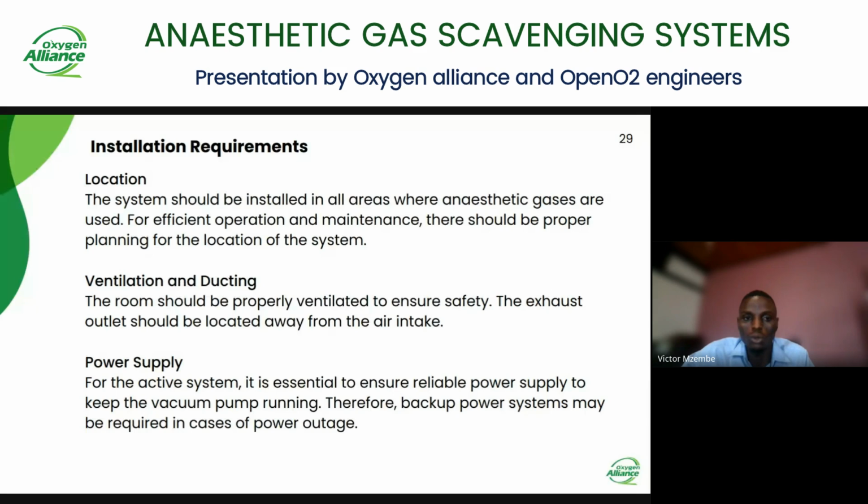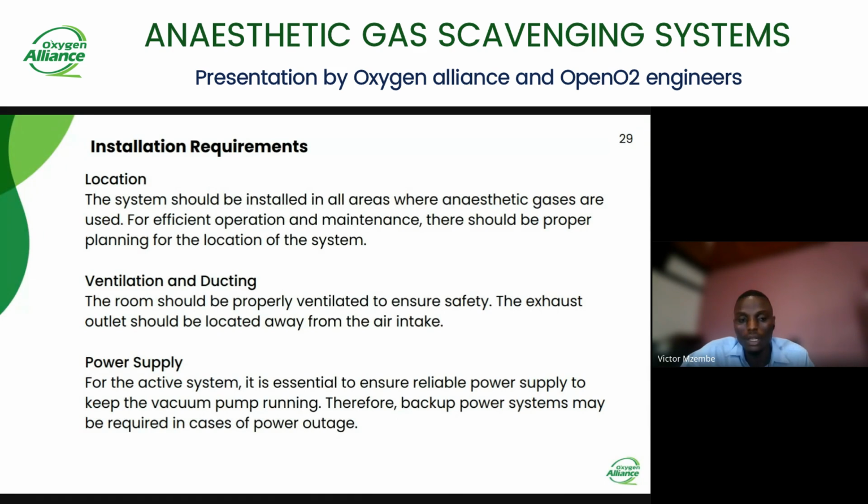So for efficient operation, systems are required. Then the other thing is ventilation and ducting. Ventilation is important because in case of leakages, as talked about earlier, it helps in the diffusion of the anesthetic gas. So it is important that you keep the room properly ventilated at all times. And for the ducting, we're just talking about piping. It is important to use the correct pipe sizes as well as color codes. The color coding for the scavenging system pipes should be different from the ones used in the patient breathing system.